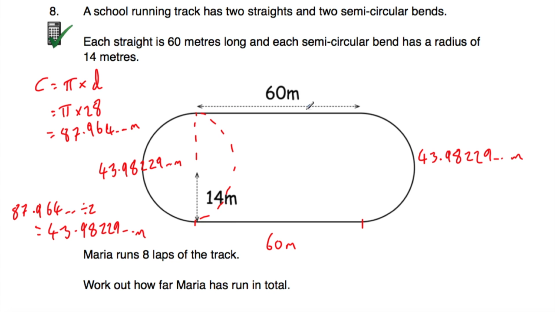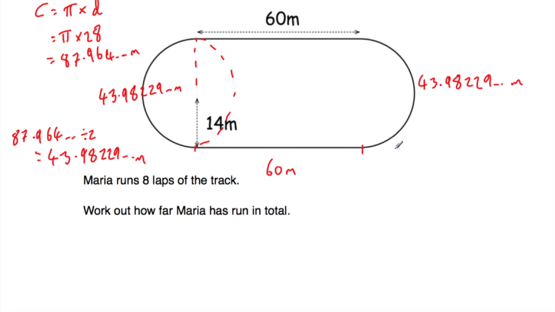So we've now got the length of the straight, the length of the bend, the length of the straight, and the length of the bend. And if we add them all up, we'll find the distance around the running track. So let's do that. Let's work out that answer and see what we get.